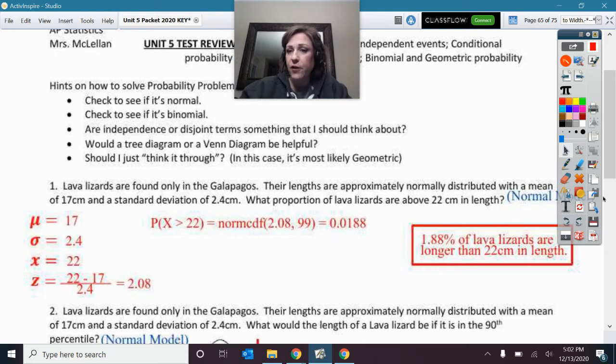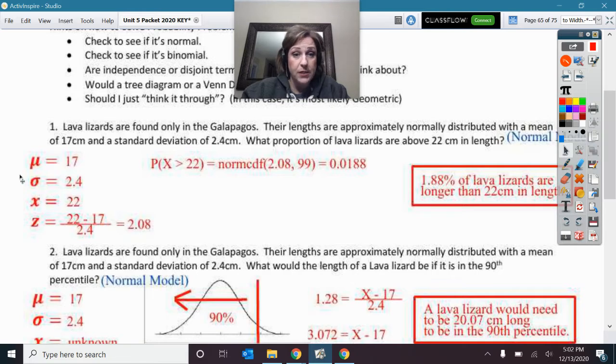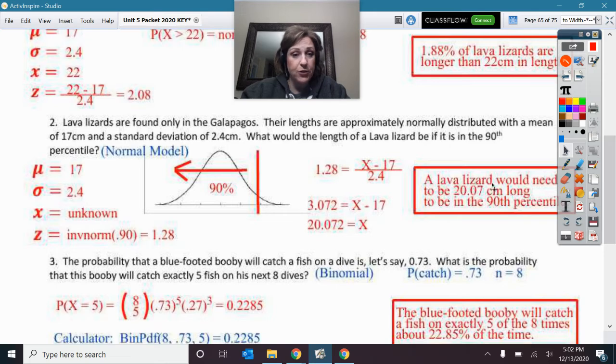All right. So here we go. In our first page here, we've got several normal model problems. Here we then find the z-score. Make sure you say z equals this to indicate that you have the normal model. And so then when we do that, we want to accumulate the area above 22. So that's from that z-score of 2.08 to 99. And that's how we have 1.88% of lava lizards longer than 22 centimeters.